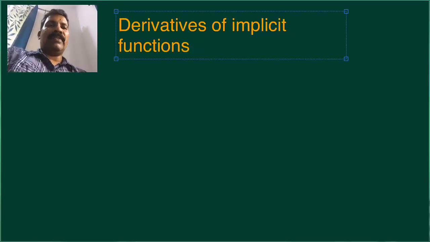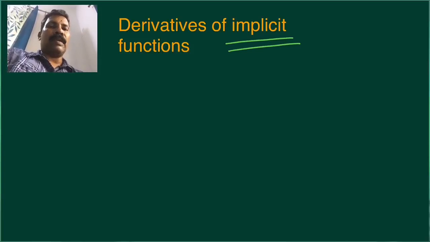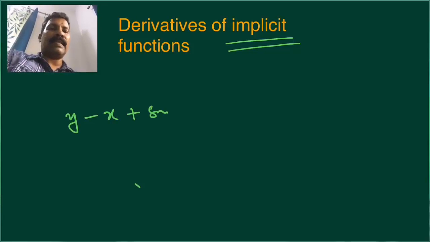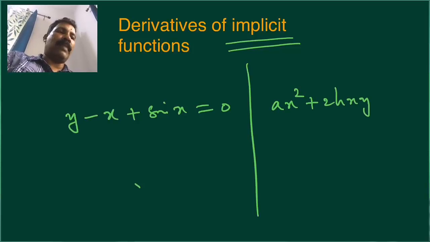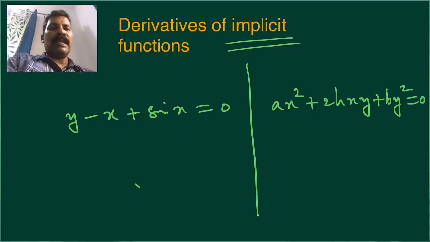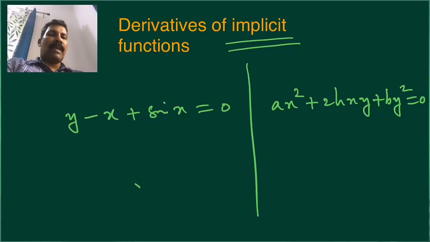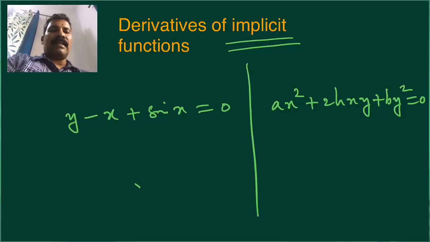Now let us study about the derivatives of implicit functions. So first of all, let us study what is an implicit function and an explicit function. Let us consider two functions. Say the first one is y minus x plus sin x is equal to 0, and let us consider another function ax square plus 2hxy plus by square is equal to 0. No doubt in either case, both the functions are related, x and y are related.